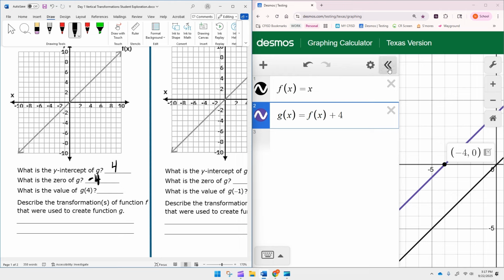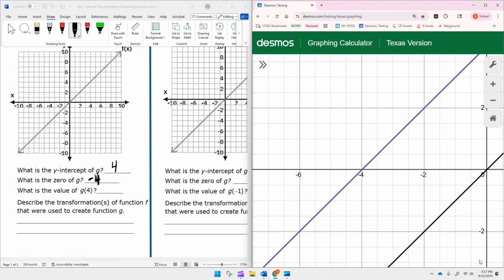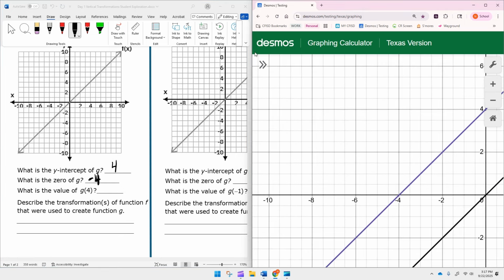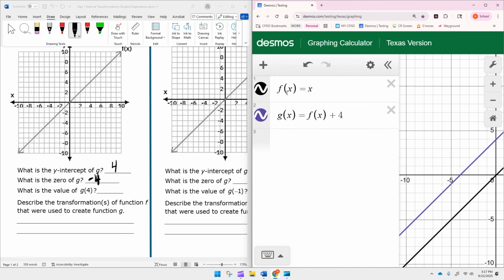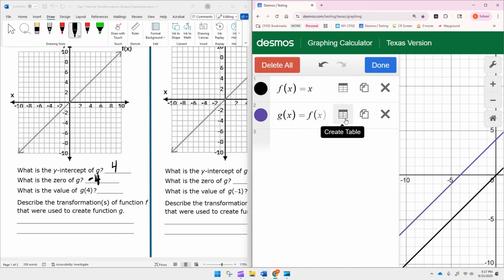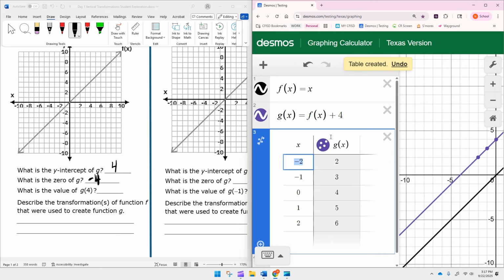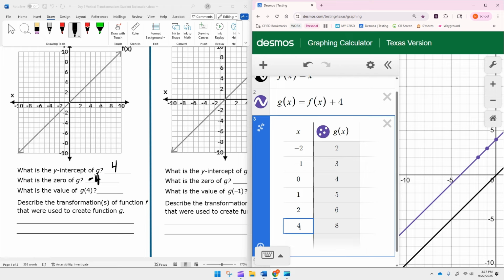Now let's talk g of 4. So remember, g of 4, there's a couple ways. The easiest way to handle this is to go ahead and convert this second one into a table. So I'm going to go to the edit, and then I'm going to convert that to a table. So if you notice, it's got our inputs, our x values, and then our outputs, our g of x values out here. I'm going to go ahead and change our x value and put 4. So that gives me my output of 8.